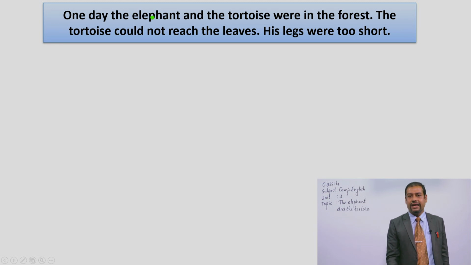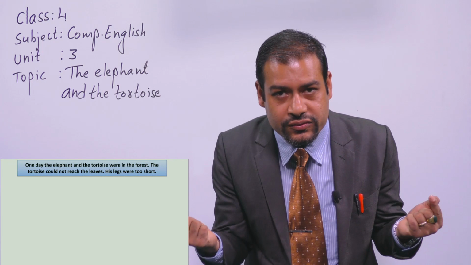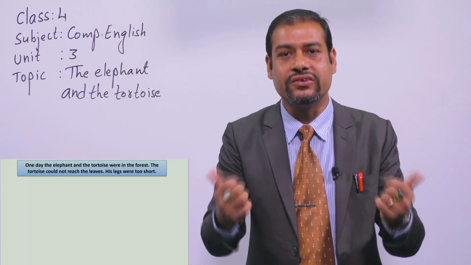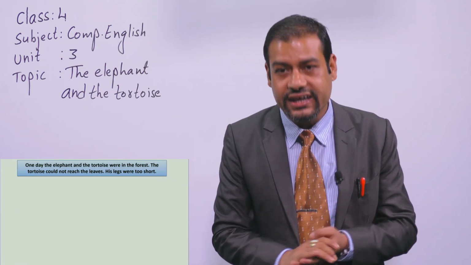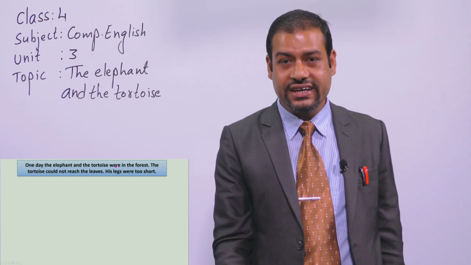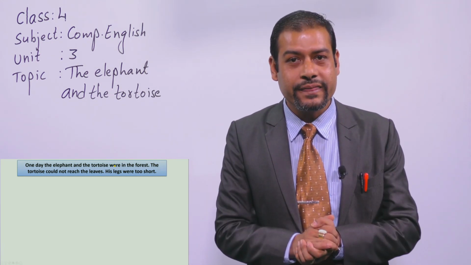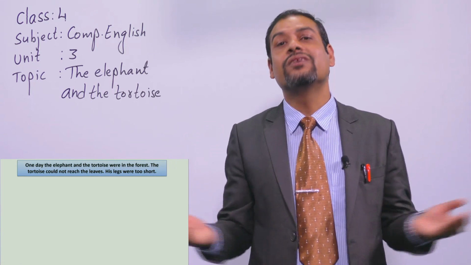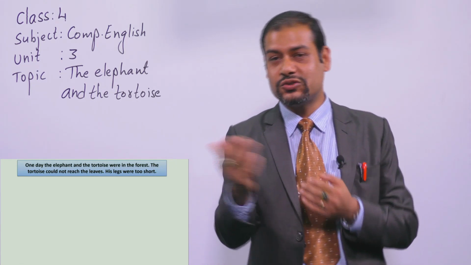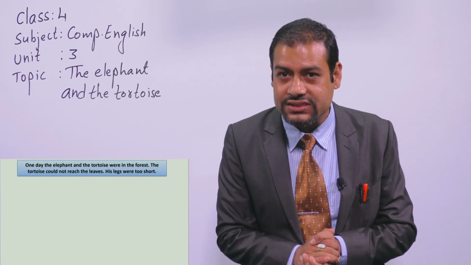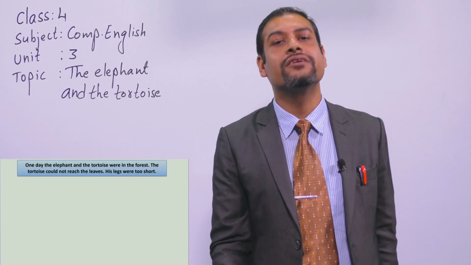One day, the elephant and the tortoise were in the forest. There were two characters in this story. One, elephant, and another, which one? Yes, very good. Another is tortoise, okay? And they lived in the forest, okay? Why did they live in the forest? Yes, they are wild animals. Elephant and tortoise are wild animals. That's why they lived in the forest.